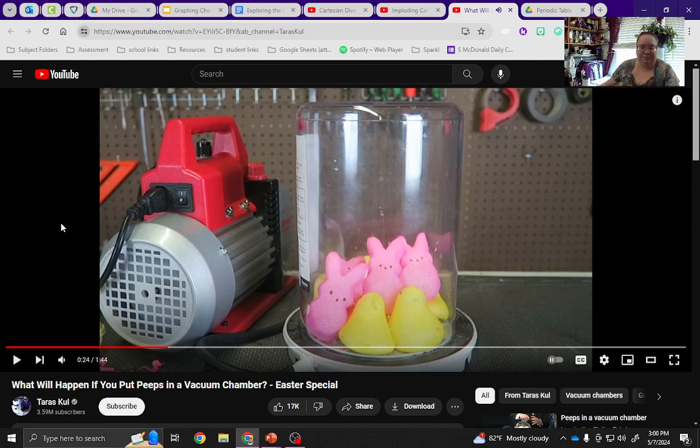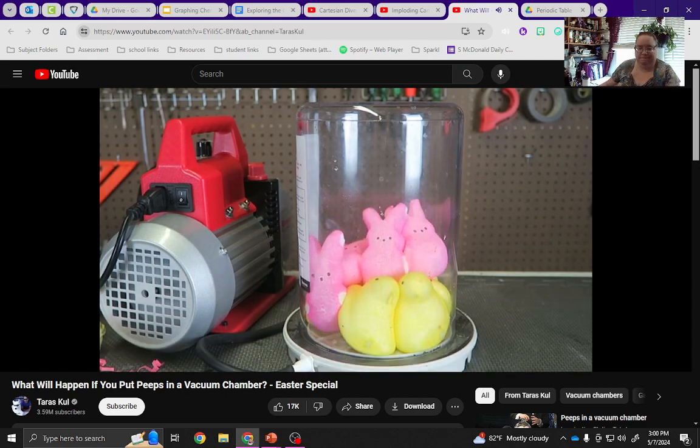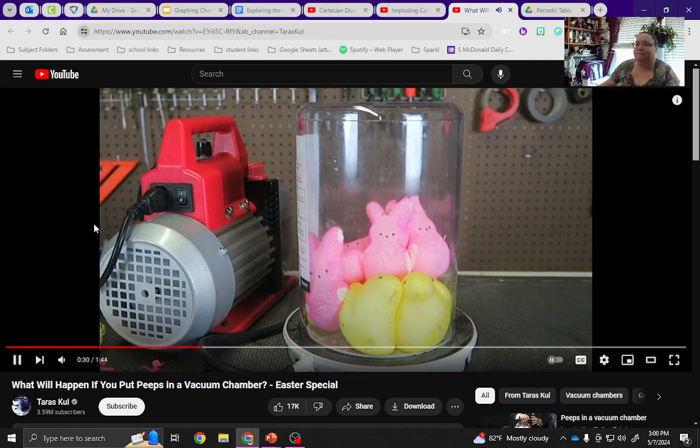Wow. So notice this is a vacuum chamber. They are literally pulling the air out of that rigid glass container. Notice what's happening to the size of the marshmallow peeps as they are removing the air from the container. Wow, would you look at that? This is so cool. Look how much bigger they are.